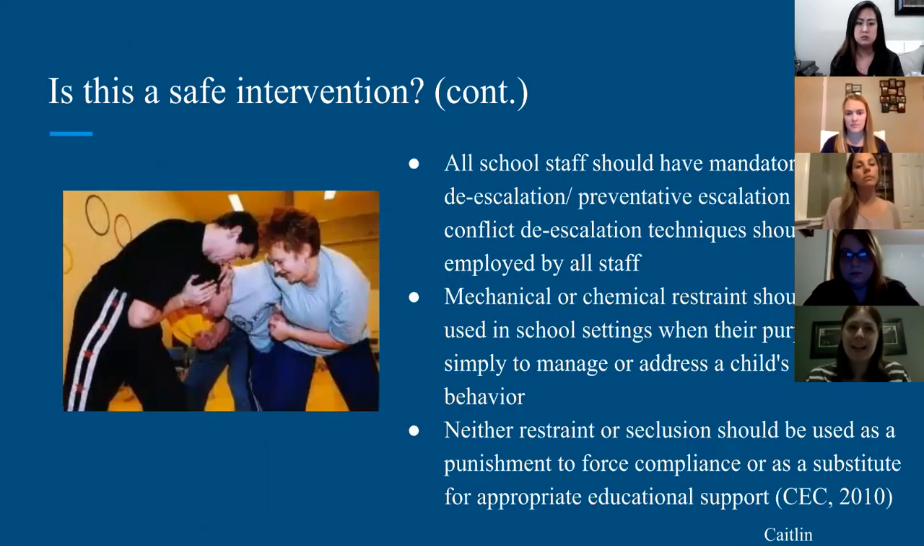So, again, is this a safe intervention? All school staff should have a mandatory conflict de-escalation or preventative escalation training, and conflict de-escalation techniques should be employed by all staff. Mechanical or chemical restraint should never be used in school settings when their purpose is to simply manage or address a child or youth's behavior. Neither restraint nor seclusion should be used as a punishment to force compliance or as a substitute for an appropriate support.